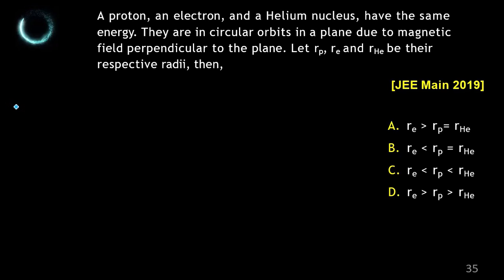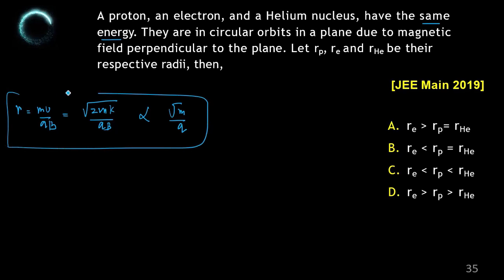Radius is equal to mv by q. All three particles have the same energy. The numerator is basically momentum, mv is momentum, so it can be written as root of 2m times kinetic energy, divided by q. That will be proportional to root of m by q. So the radius is proportional to root of m by q.